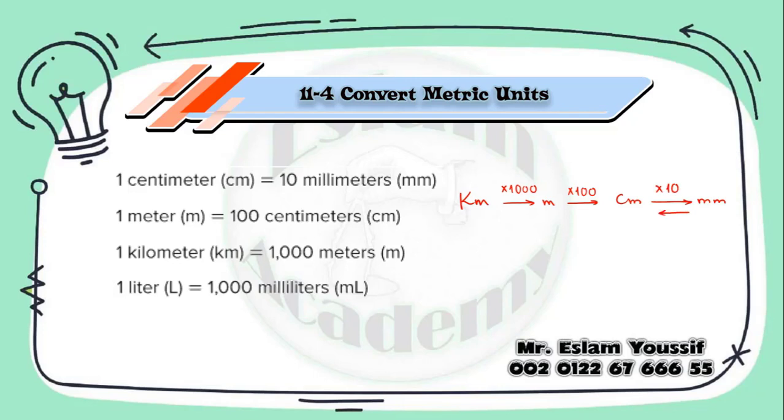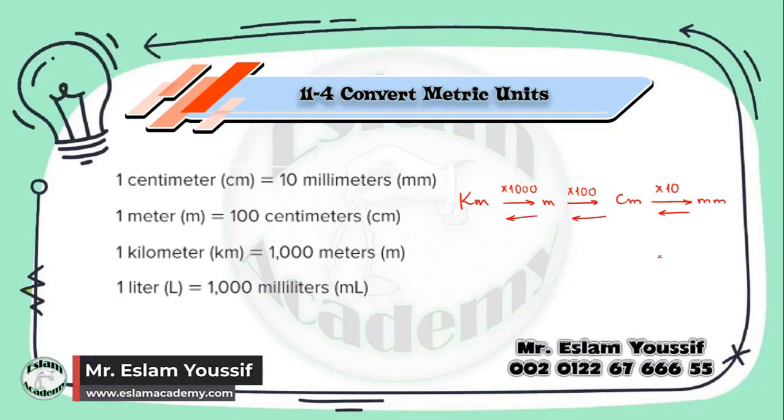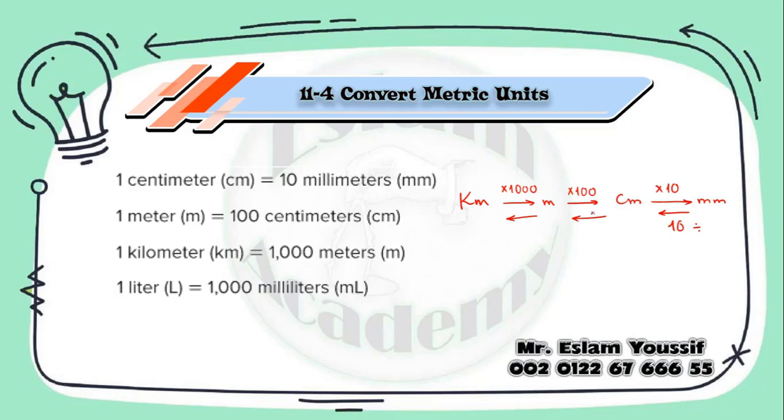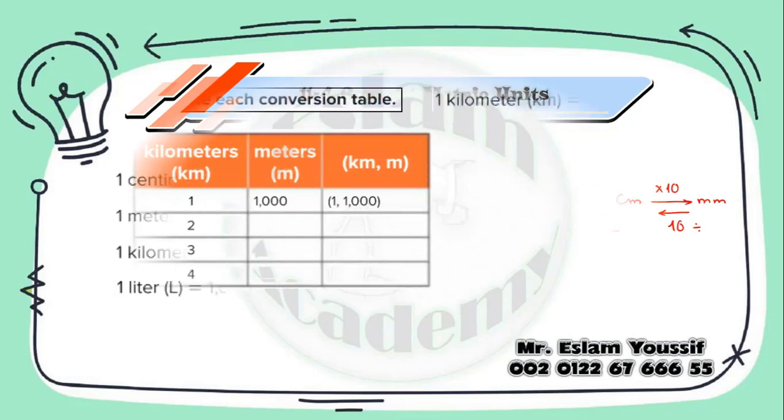Also in the opposite direction. Once we need to convert from the smallest unit to the greatest unit, you need to divide. From millimeter to centimeter, you just need to divide it by 10. From centimeter to meter, you just need to divide it by 100. But if we need to convert from meter to kilometer, we will divide it by 1000. So the main point: when we convert from the greatest unit to the smallest unit, just multiply. And from the smallest unit to the greatest unit, we will divide.